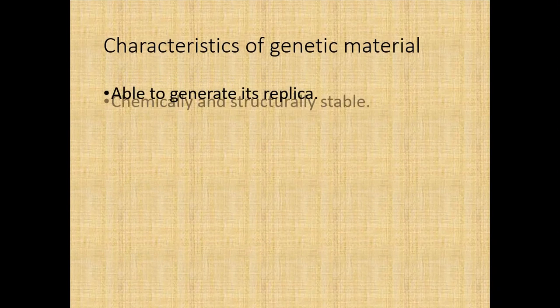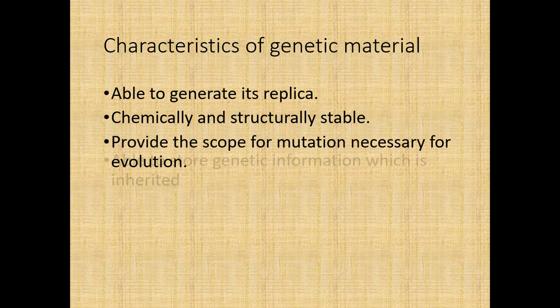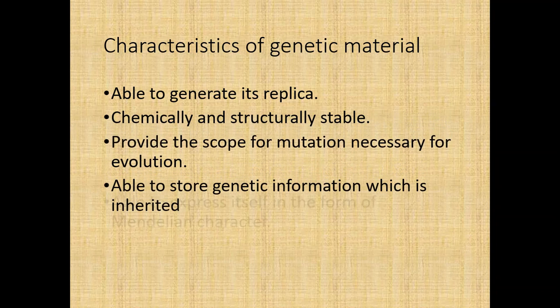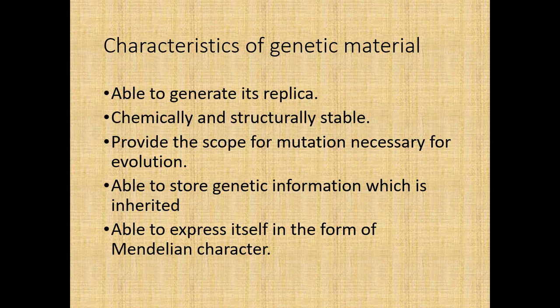Now we have the characteristics of genetic material. So first is genetic material is able to generate its replica. Second is it is chemically and structurally stable. Third is it provides scope for mutation necessary for evolution. Fourth is it is able to store genetic information which is inherited. Next we have it is able to express itself in the form of Mendelian character.